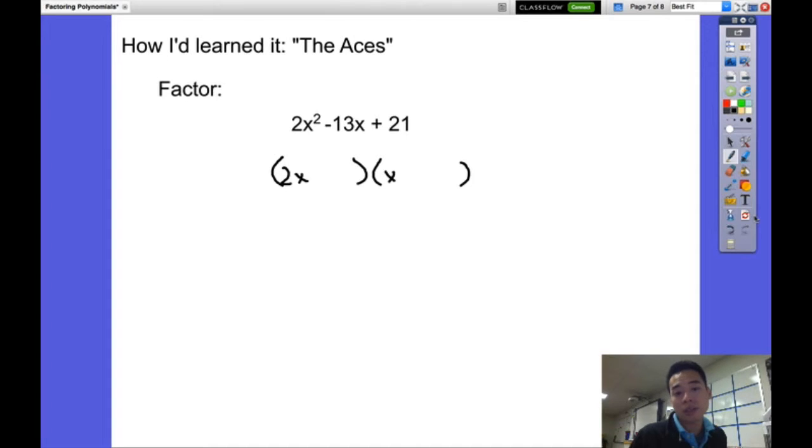Now, I have 2, negative 13, and positive 21. There's nothing I can pull out. So let's go ahead and jump right in, and let's try the ACES method. Okay, so the first thing, same thing.